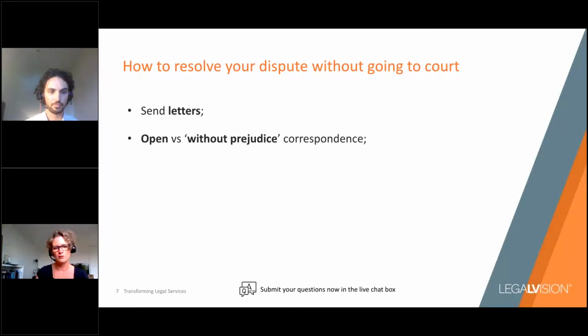So very often when we're engaged, we use both of those letters quite strategically. The open letter is often aimed to be the scary letter that sets out your legal position and shows the other side that you have a strong legal position, and if you went to court, this is what your claim would look like. But then you come in with a softer, more conciliatory settlement offer in without prejudice correspondence. And often to resolve a dispute, there might be a number of letters going each way between the parties before they finally agree on an outcome.